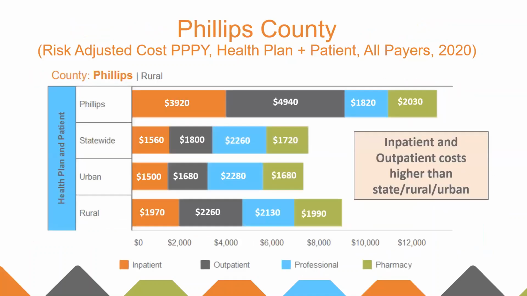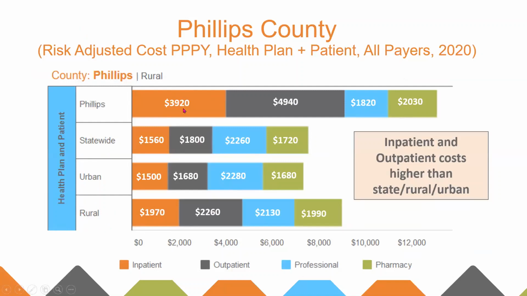So I dug into Phillips County a little bit more, because these are some of the other things you can do with the dashboard. This is the second tab on the cost. You actually get a bar chart that shows you the county that you're selecting, in this case Phillips, and shows you by service category what your spending is per person per year compared to the statewide, the urban, and the rural.